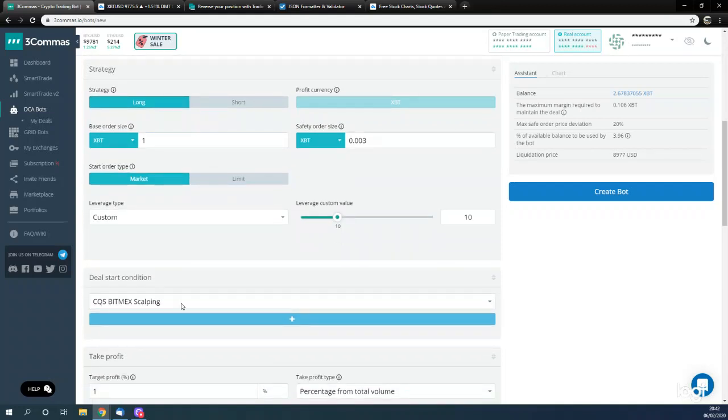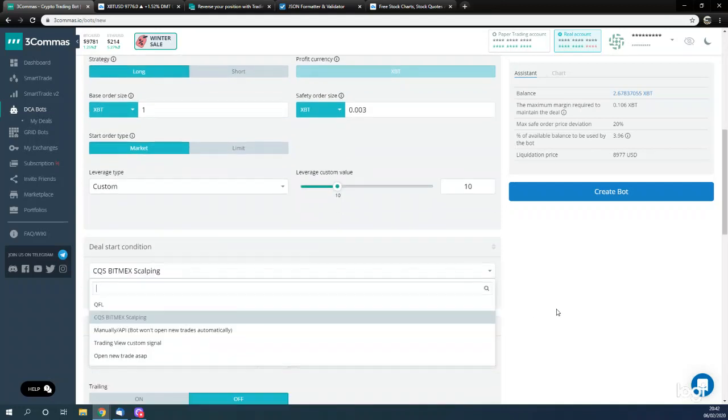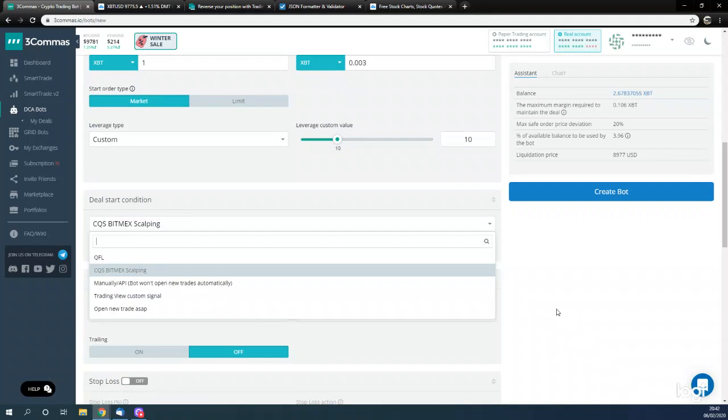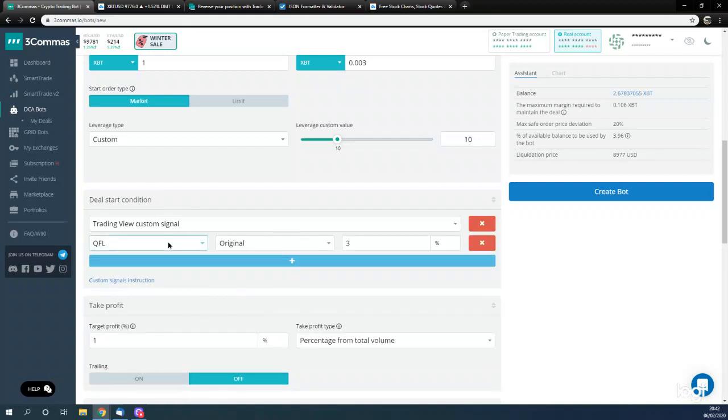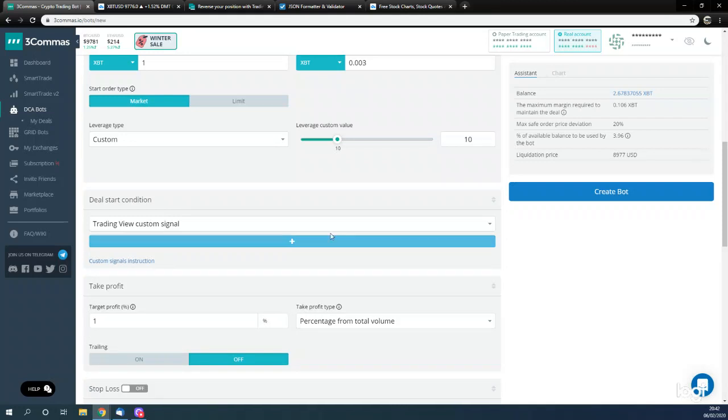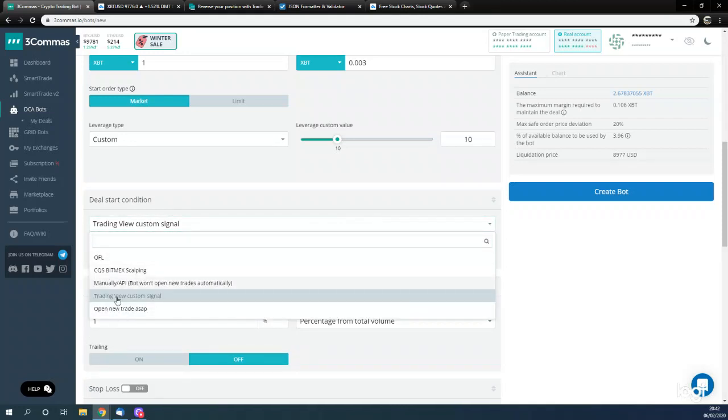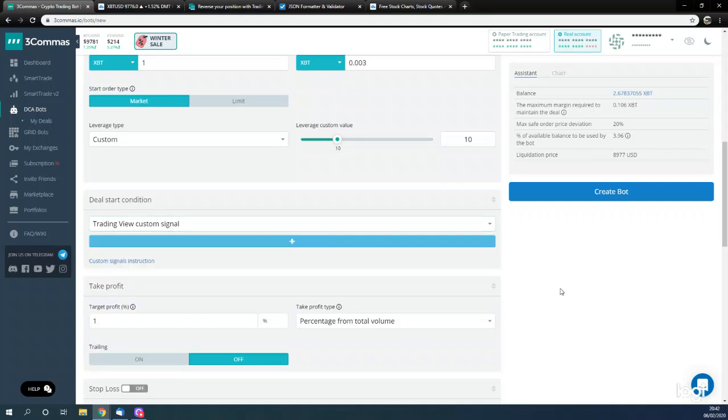So the deal start condition that we are going to use is TradingView custom signal, because that's how we're going to send our orders over to the bot. There are other start conditions that you can use on 3Commas, and if I click here you can see them, but I just use the TradingView custom signal.